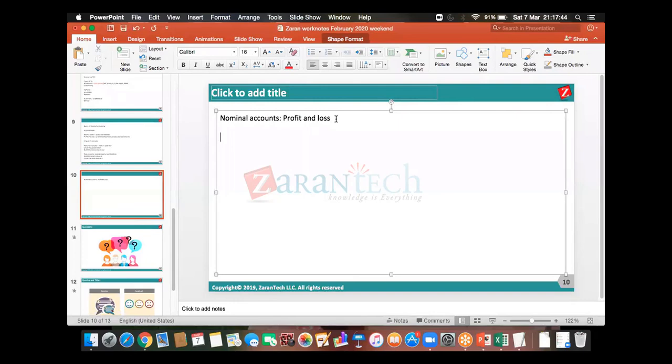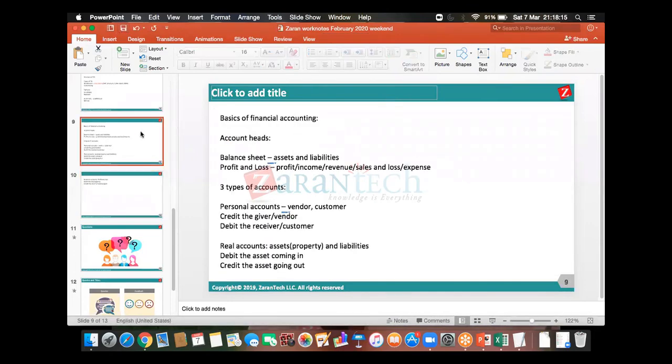Okay, so now if you see, you will debit the loss or expense. Always debit the loss or expense. Credit the income or revenue or gains or whatever it is. Okay, this is the rule. Got it, everyone? So for these three types of accounts, these are the rules.